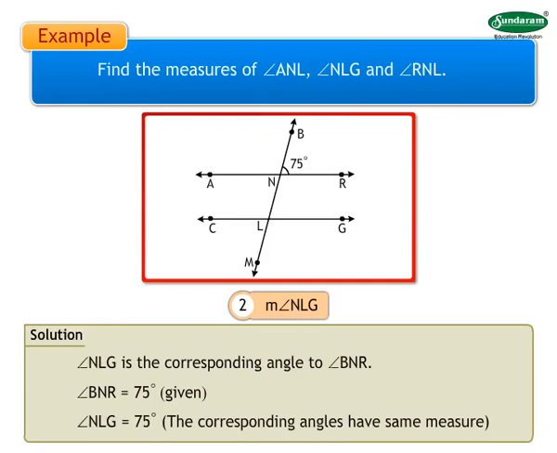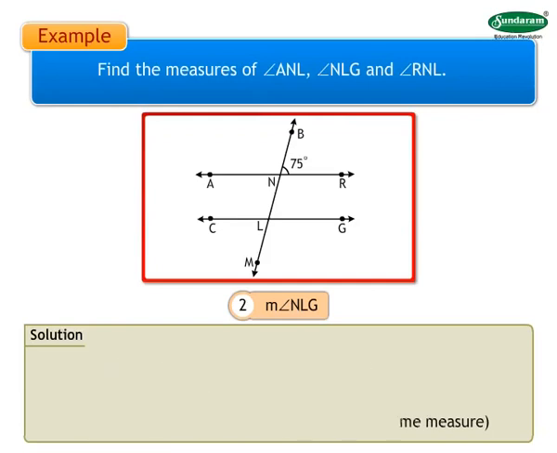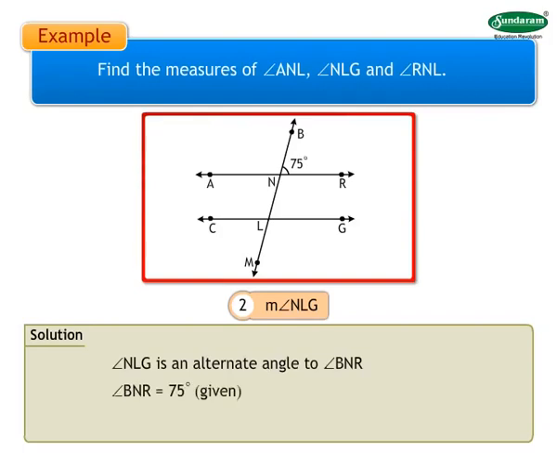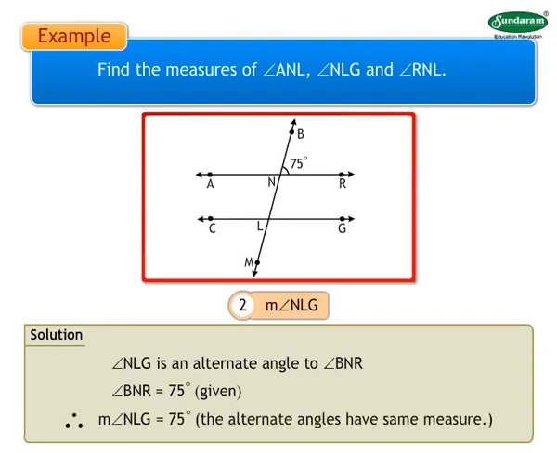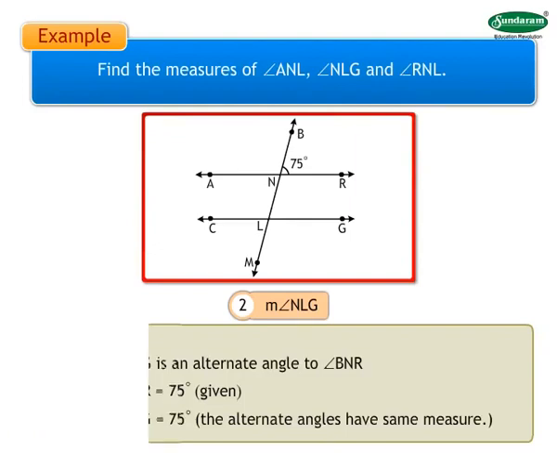The other possibility in this case is that angle NLG is the alternate angle to angle BNR. We know that the alternate angles have the same measure. It is given that angle BNR is equal to 75 degrees. Therefore, measure of angle NLG is equal to 75 degrees.